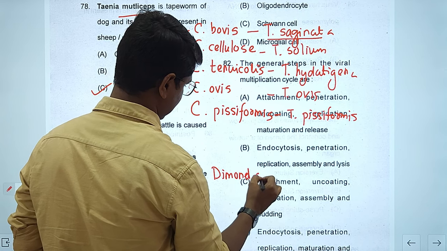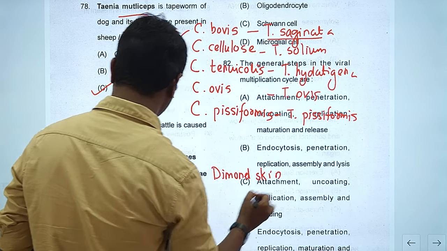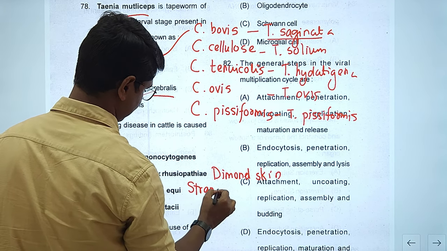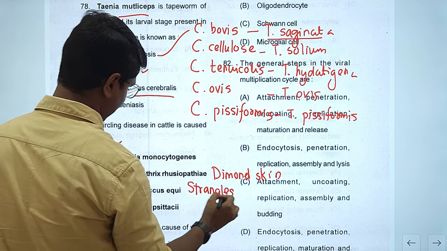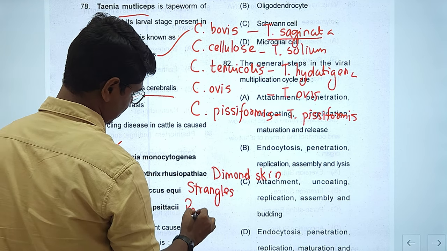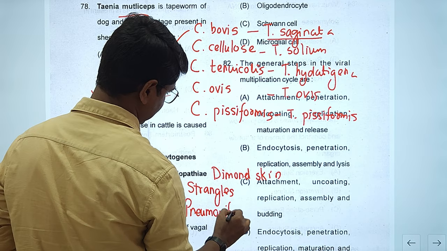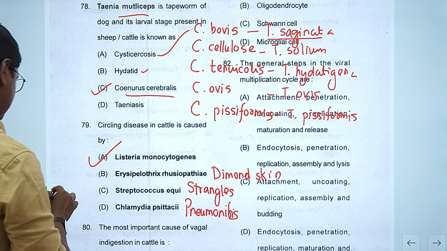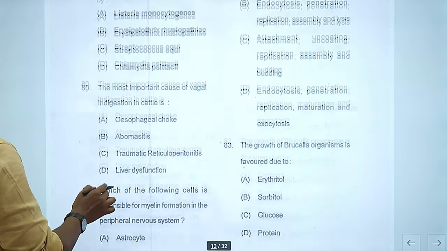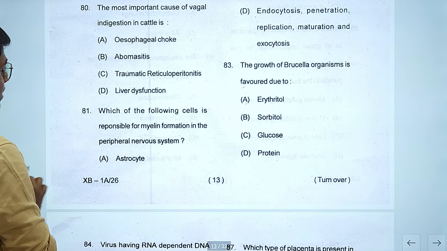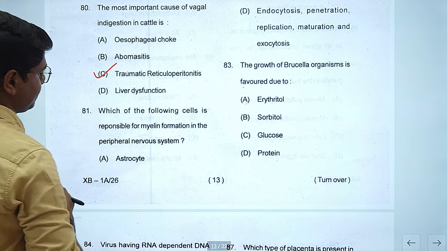Diamond skin disease. Streptococcus equi causes strangles. Chlamydia psittaci causes pneumonia or pneumonitis. The most important cause of vagal indigestion in cattle is basically TRP, traumatic reticuloperitonitis, or pericarditis.